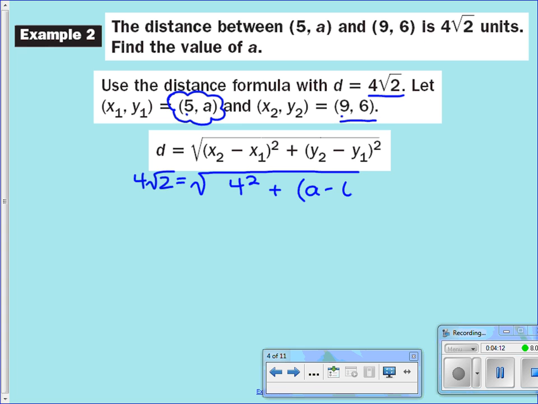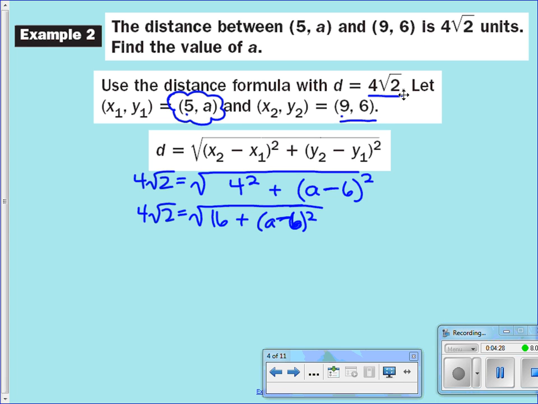I strongly always recommend putting the variable first, but this is all I can do. A minus 6 squared. Well, I know what 4 squared is. It's 16. A minus 6 squared. Your note-taking guide wants to solve this a different way.